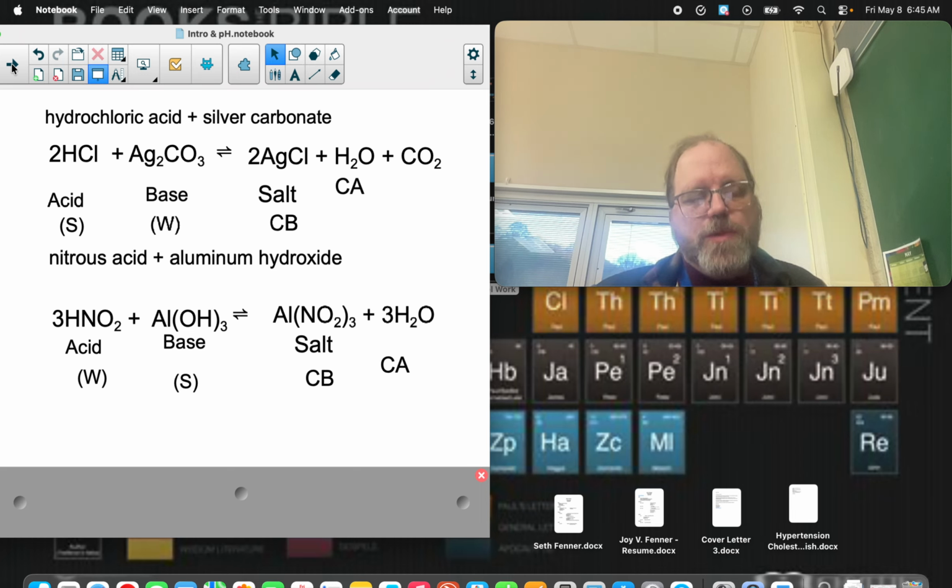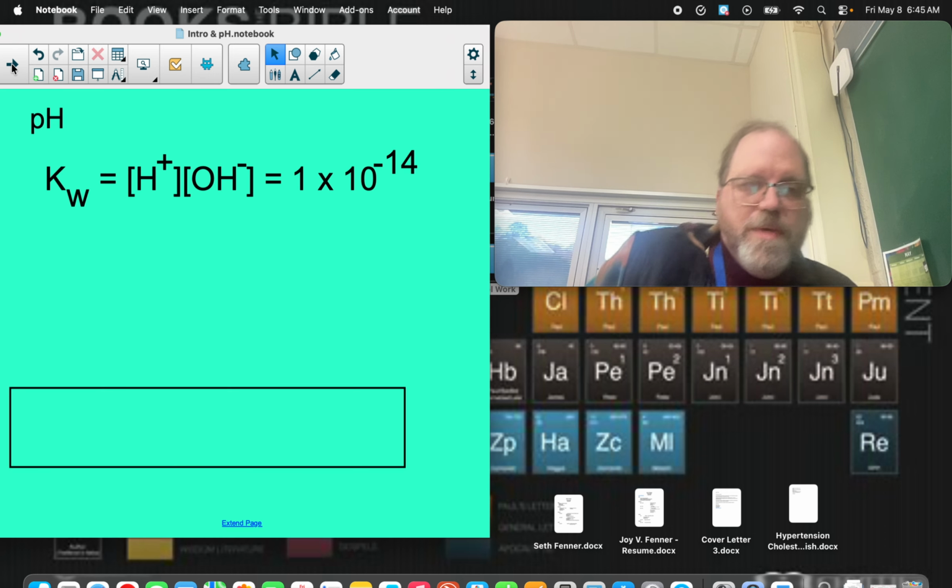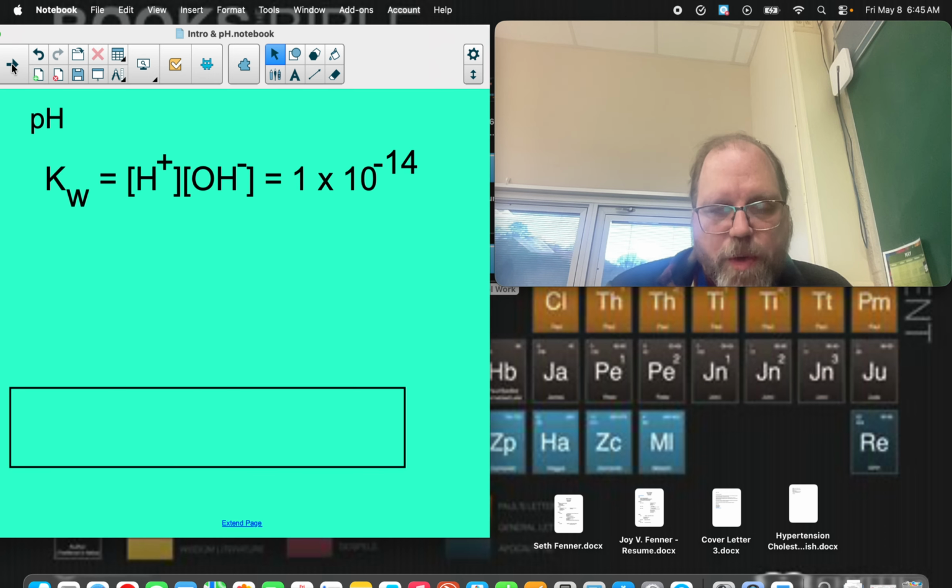Now, one last process we're going to look at has to do with pH. When we do pH, we're going to use a value called Kw. The Kw value is 1 times 10 to the -14th. Very, very small number. It's the dissociation of water. We don't have water underneath it because water is a liquid and we don't use concentrations for liquids.